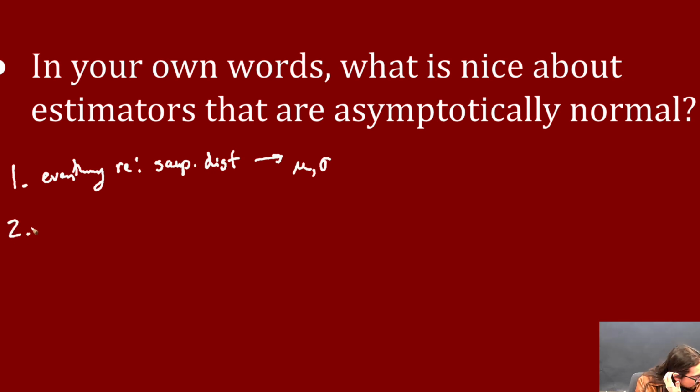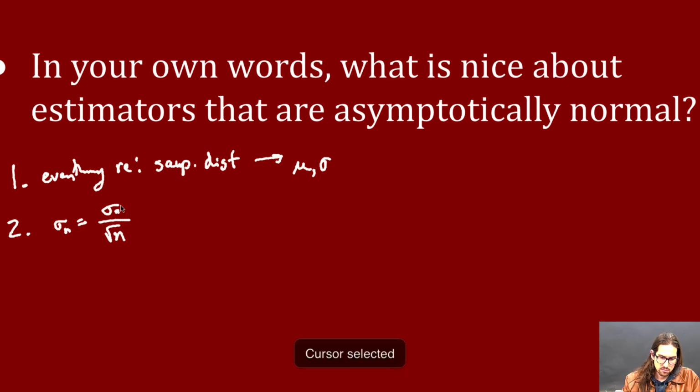The next thing that's nice about these asymptotically normal estimators is that the standard deviation at any sample size is just going to be given by this asymptotic sampling variance divided by root n. So we don't have to worry about how n factors into the data generating process. We can just think about the DGP for a single observation when it's IID.